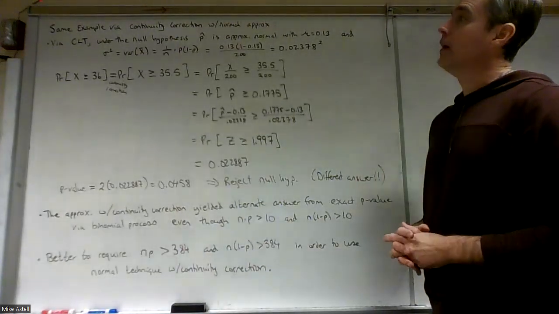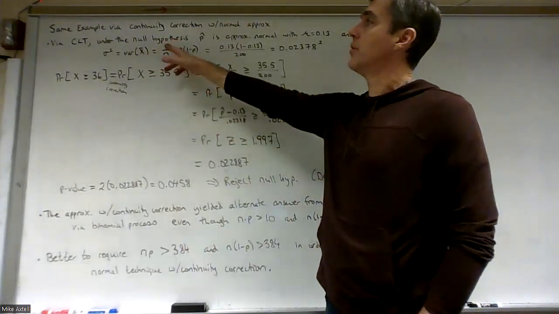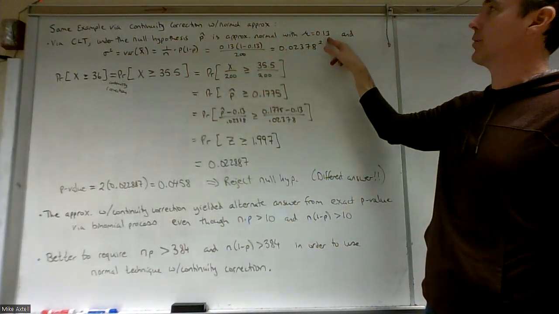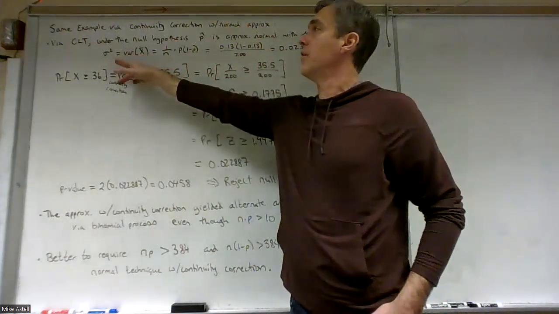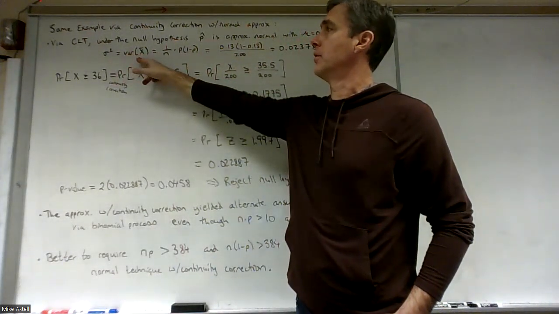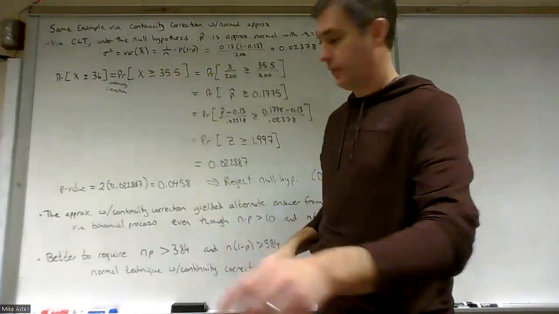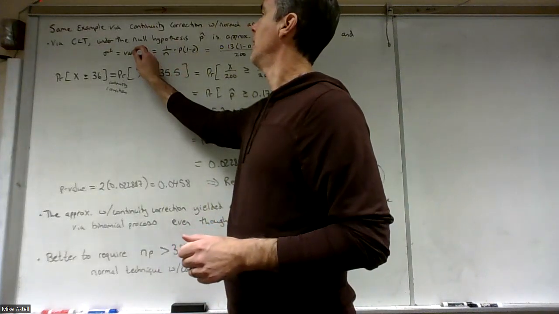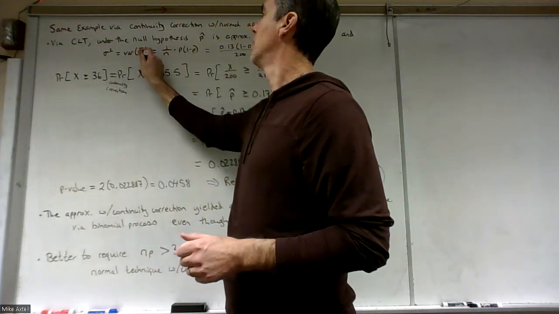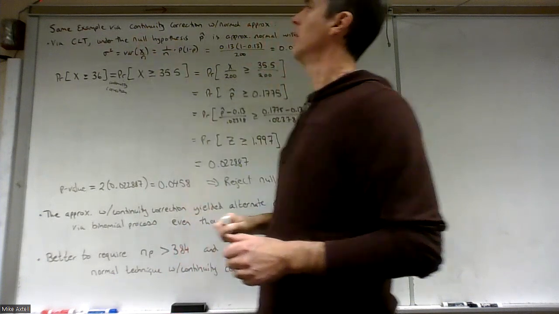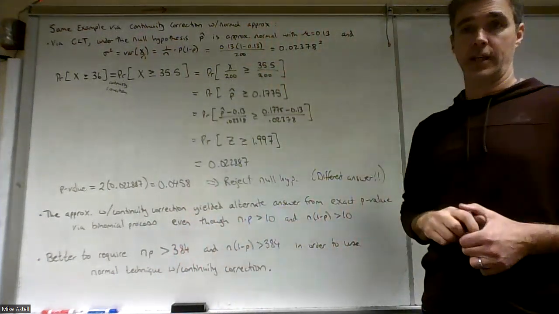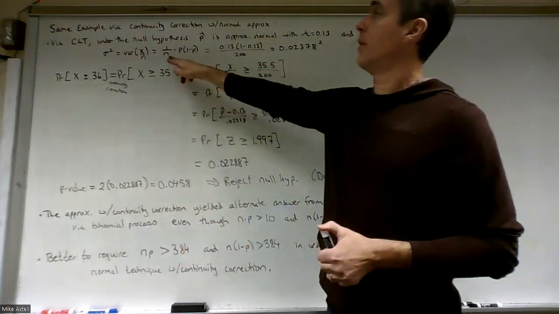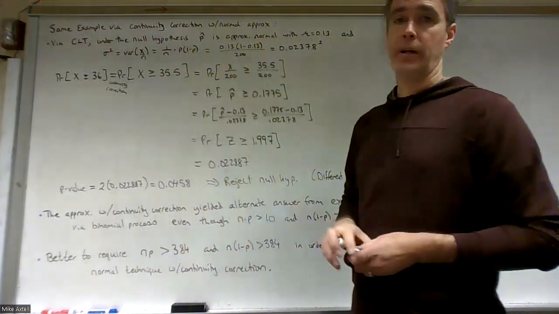Via the central limit theorem, under the null hypothesis, the sample proportion is approximately normal, with mu being that 13%, and the variance being the variance of X over n. X is the number of successes divided by the number of trials. So that gives me the sample proportion, given by 1 over n times p times 1 minus p, right?